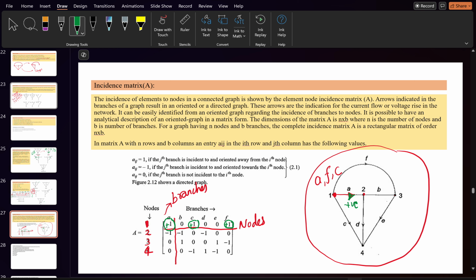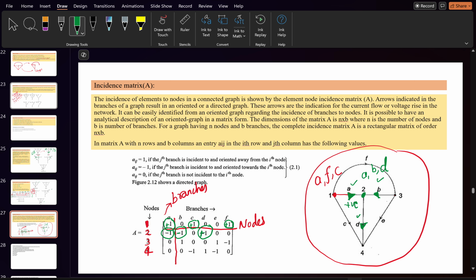Okay. Let's take node 2. Here, if you see, the current is coming from node 1 to node 2 at branch A, B, D. How many branches are connected? A, B, and D. So the non-zero terms are A, B, D. And A is also coming into the node. Here it is given wrong. B is actually coming into the network, so it is minus one. D is going out of that node, so it will be positive. So this is the basic method to form the incidence matrix.